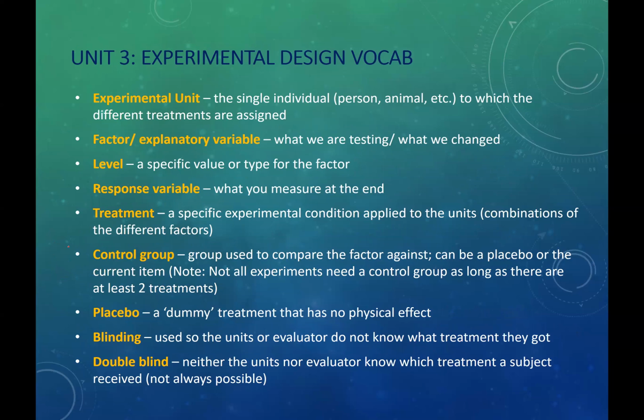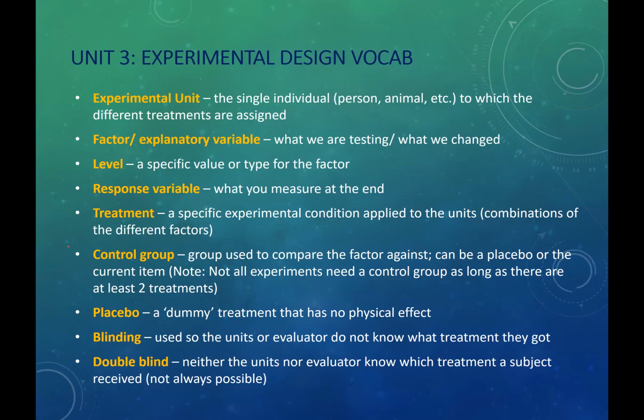Okay, some experimental design vocab. First is experimental unit. This is the single individual, person, animal, plant, etc., to which the different treatments are assigned. A factor or an explanatory variable is what we're testing. So it's what we're changing, what we're using to see if we can get a response. Typically, we think of this with an experiment, but it's also used a lot with a study. So don't be concerned if you see that. But in a study, you're just observing versus in an experiment, you are applying the factor or the explanatory variable.